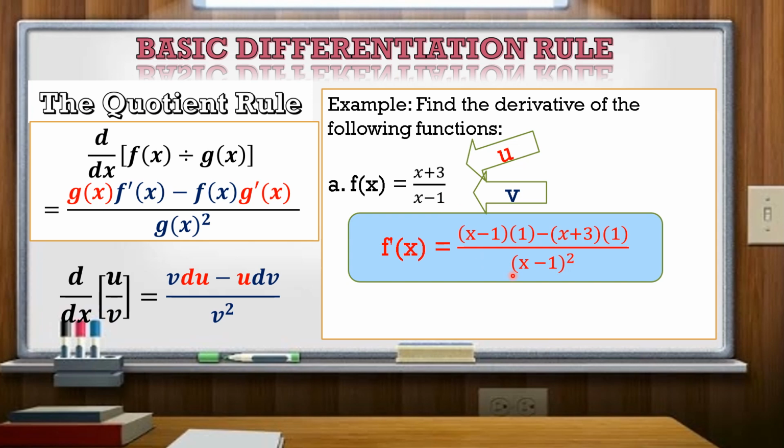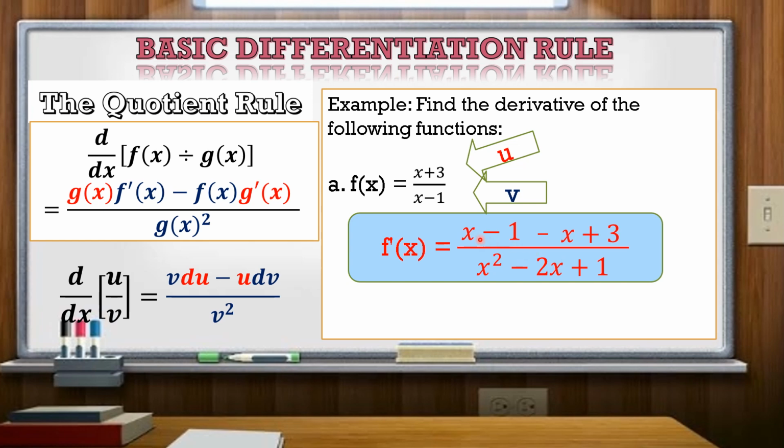Kaya naging ganito siya. Then, we will simplify further. So, isa-isahin natin. So, x minus 1 times 1 is x minus 1. Yung x plus 3 times 1 is also the same as x plus 3. Yung denominator natin, the square of x minus 1 is equal to x squared minus 2x plus 1.